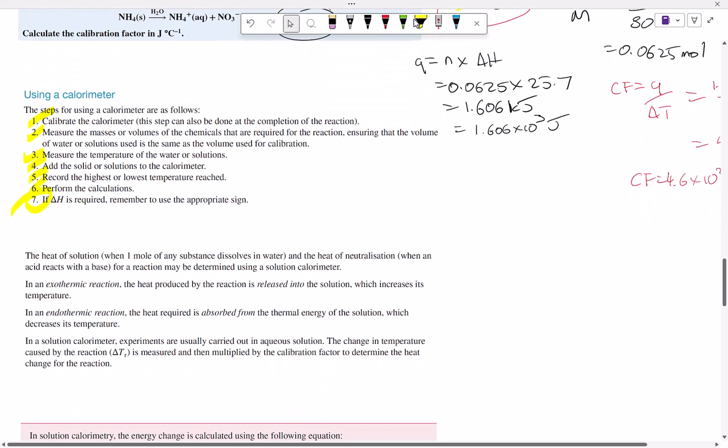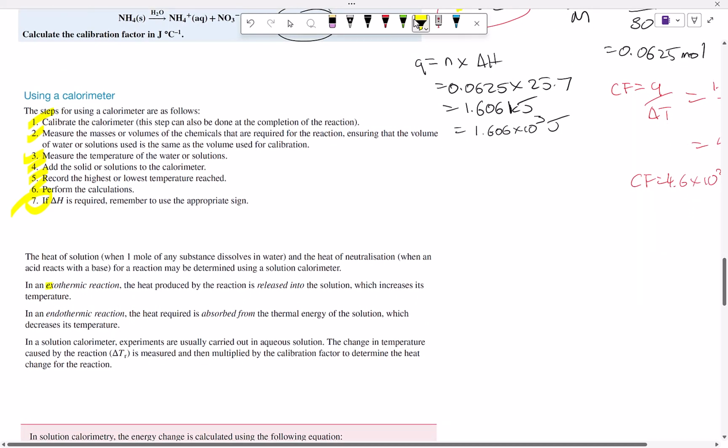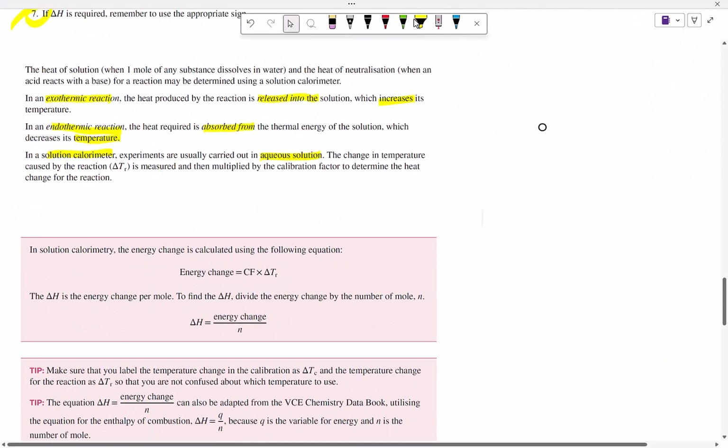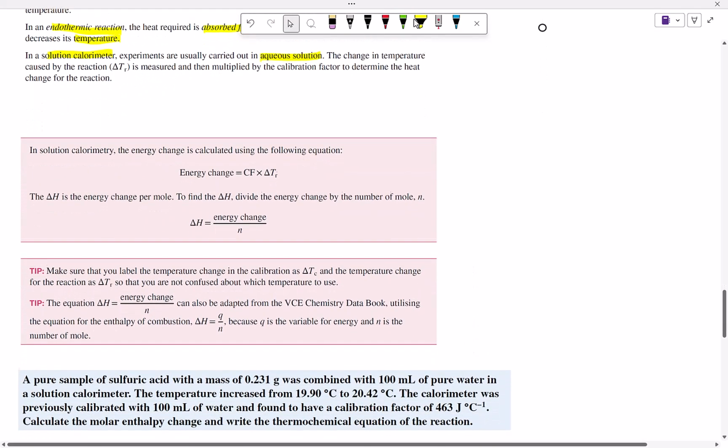Just to reiterate, for exothermic reactions, heat produced by the reaction is released into the solution, so that's what's going to heat up, resulting in an increase in temperature. For endothermic reactions, heat is absorbed from the thermal energy of the solution, which means there's a decrease in temperature. Just a note, most solution calorimetry is done in aqueous solutions, so water solutions, and that's where we can use the process we used above.